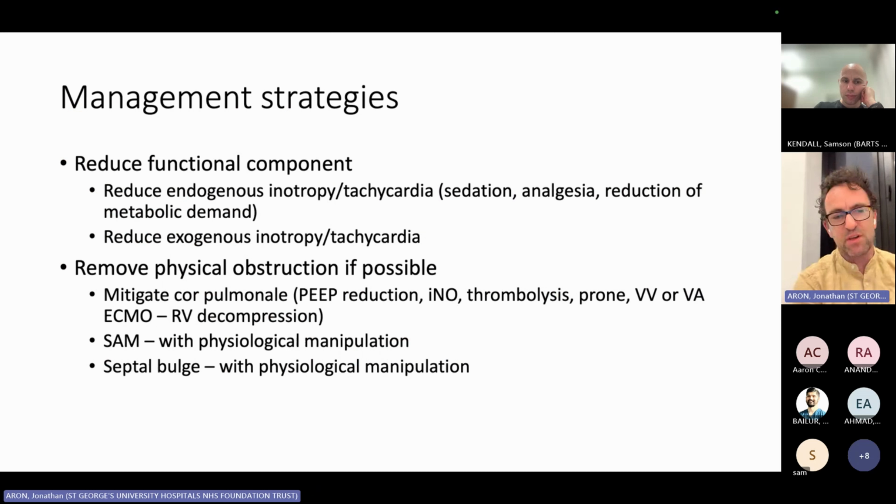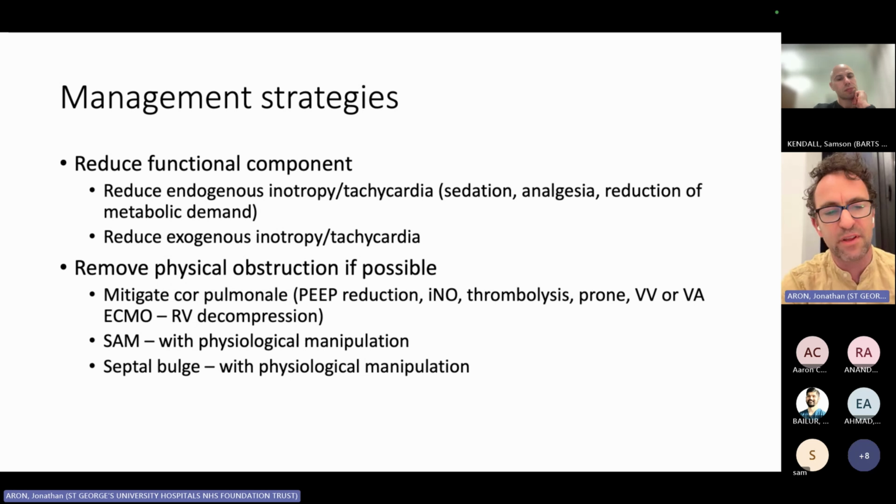Which is, you're going to do your best to reduce the functional components and hope that you can bring the patient back from the brink. So you've got to try and reduce the patient's endogenous inotropy and tachycardia. And you do that with sedation, analgesia, and try and reduce their metabolic demand as much as possible. You try and also reduce their exogenous inotropy. So that's the stuff that you're doing to them.